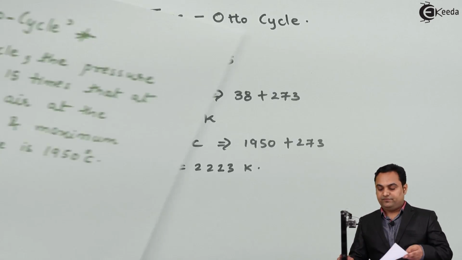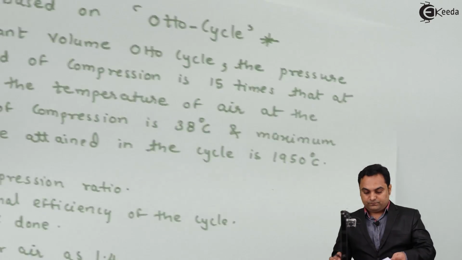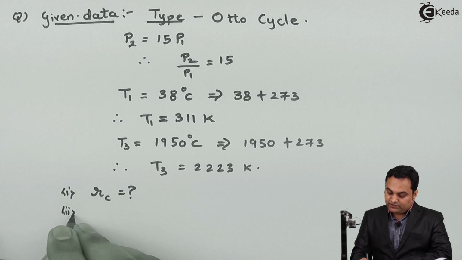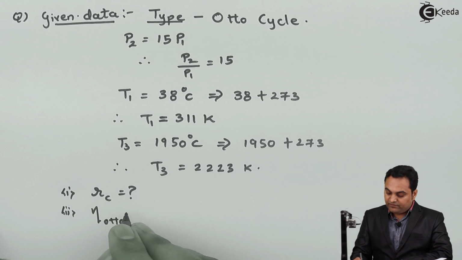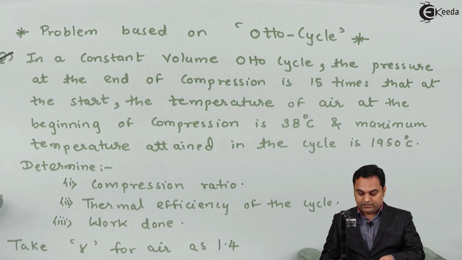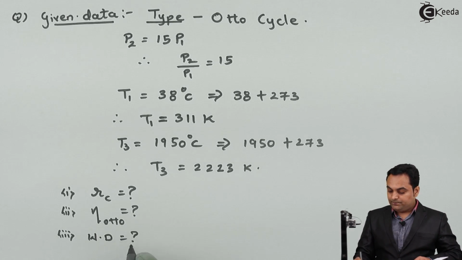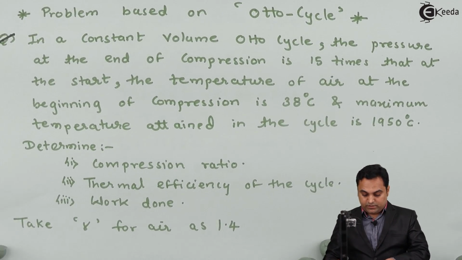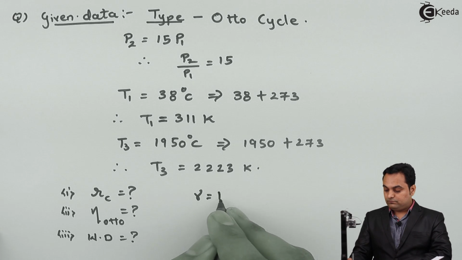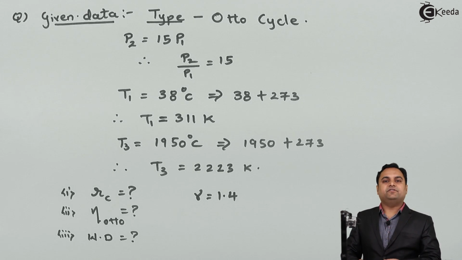Next, determine compression ratio, the first question. So compression ratio is r suffix c. Next, thermal efficiency of the cycle. Since the type of cycle which we are using here is Otto cycle, here we have efficiency of Otto cycle. And work done, I'll write down WD. Next, take gamma for air as 1.4. Gamma is 1.4.